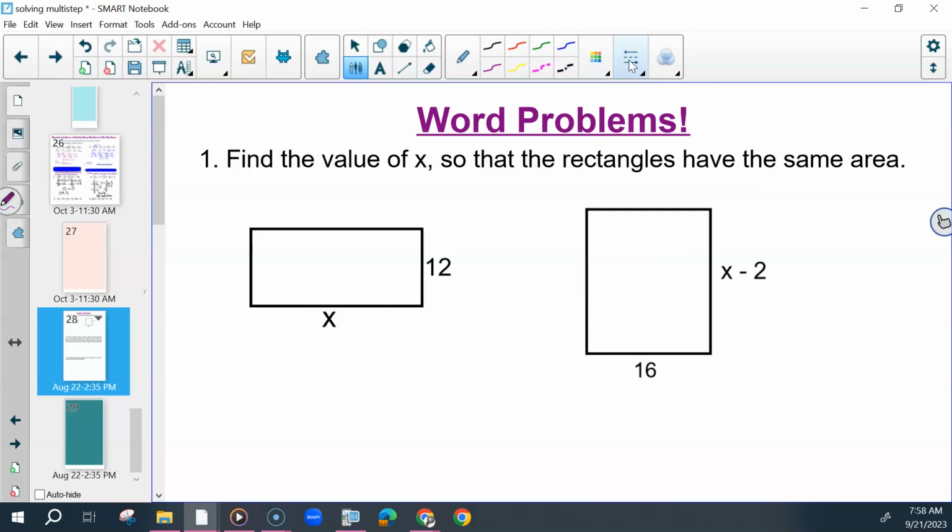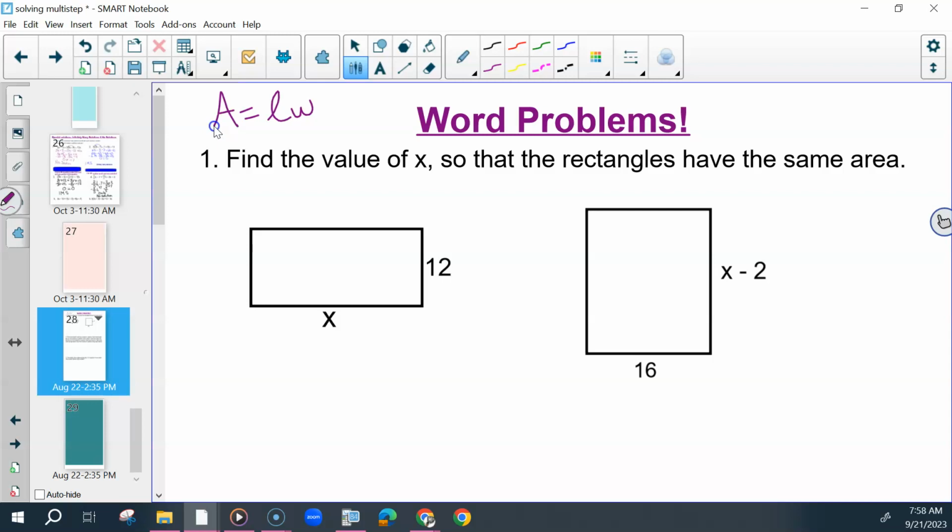Alright, so for number one, if we're finding the value of x so that the rectangles have the same area, we have to talk about how do we find the area of a rectangle. The other day we were talking about perimeter, where we add up all the sides. So how do we find the area of a rectangle? Length times width. Multiply the two sides, length times width. Now, in this case, they have the length and the width as variables or numbers. So really, we're just going to multiply this side by this side, and this side by this side.